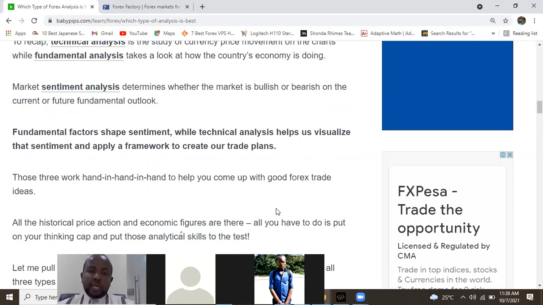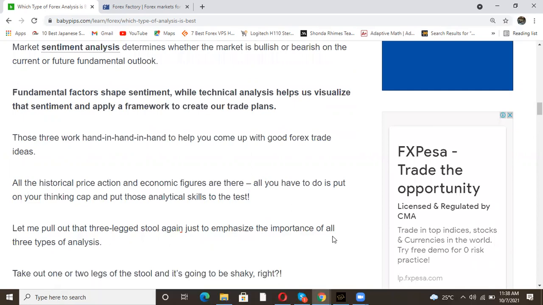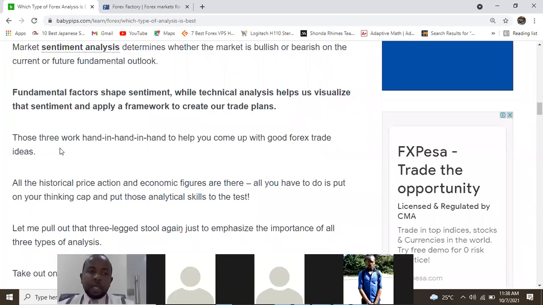So how do they complement each other? Let's have a look at how they complement. Okay, let's continue. Let's finish. So fundamental factors shape sentiment, while technical analysis helps us visualize that sentiment and apply a framework to create our trade plans. As I've said, trading is purely an idea, but how are you coming up with that idea to buy or sell? Fundamental factors, those economic reports, NFP. As I was saying, tomorrow we have NFP.